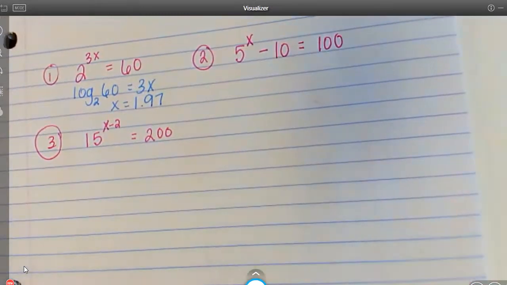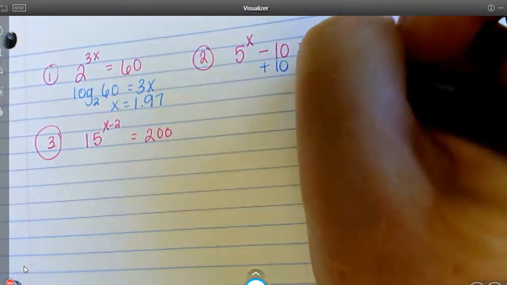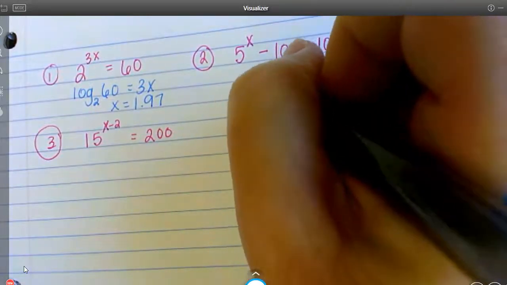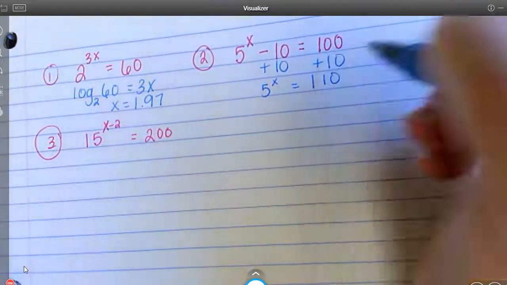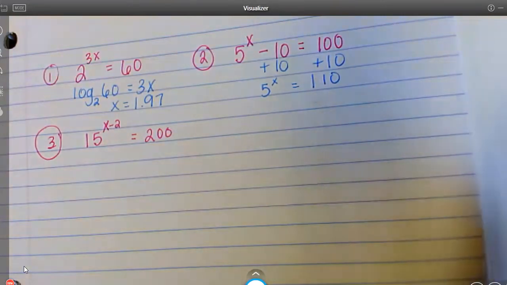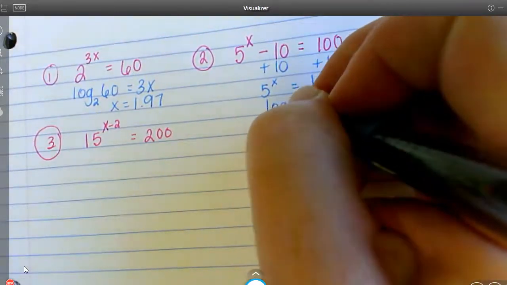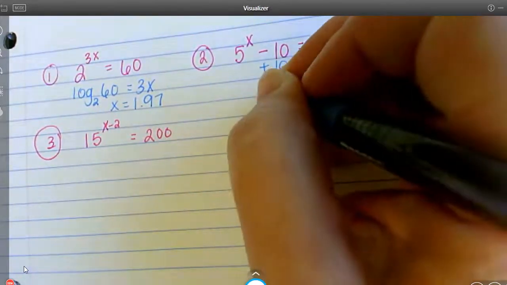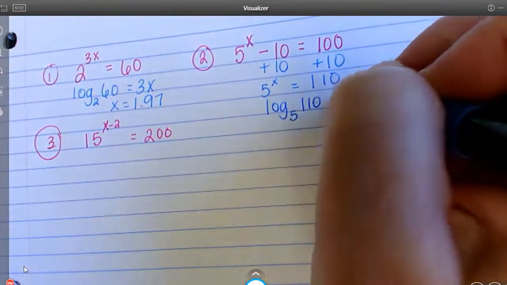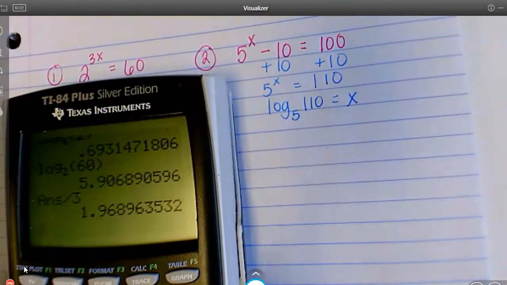Number 2. First step on number 2, in order to solve that one, I'm going to have to add 10 on both sides, because I want to get that part by itself. So I add 10 on both sides. 5 to the x equals 110. And now I'm at a log problem because I have a number to a power equals an answer. So log base 5 of 110, always go to the other side, equals x. And so whatever I get in the calculator will be my answer on that one.